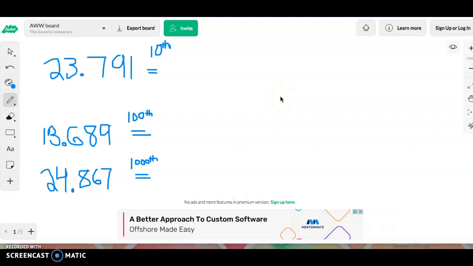Hi, fifth grade. Today we're going to be rounding some decimals. We did this a long time ago, so I thought that'd be a good thing for us to go back and refresh our memories on.